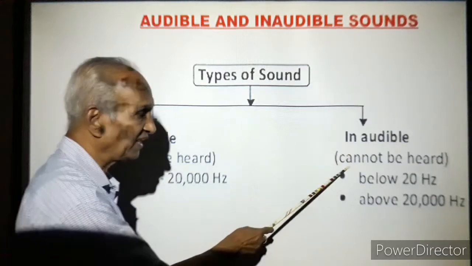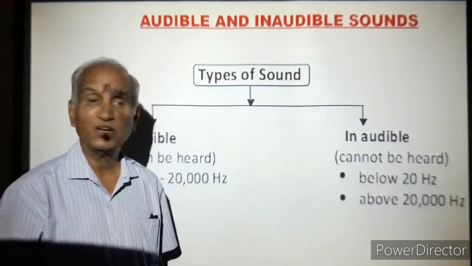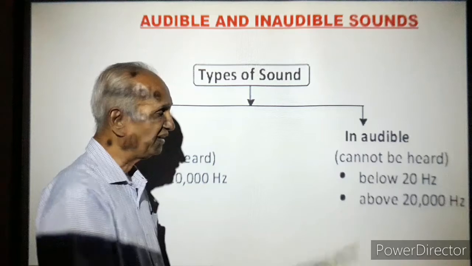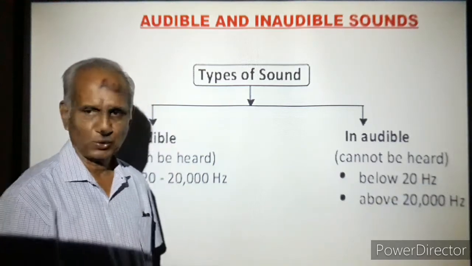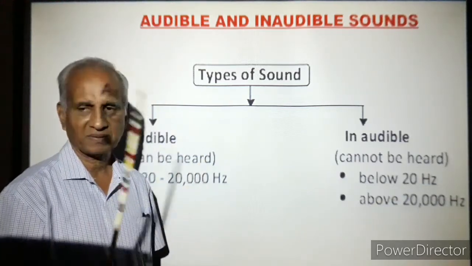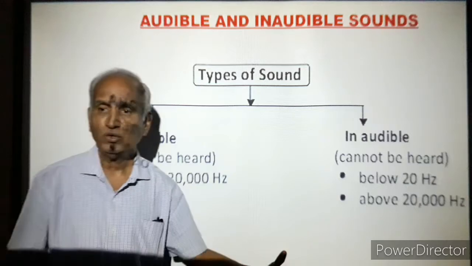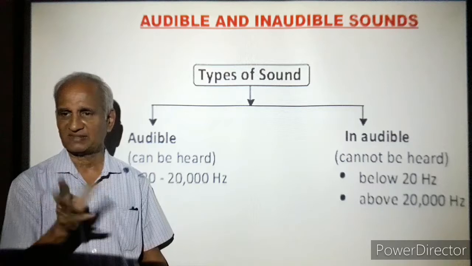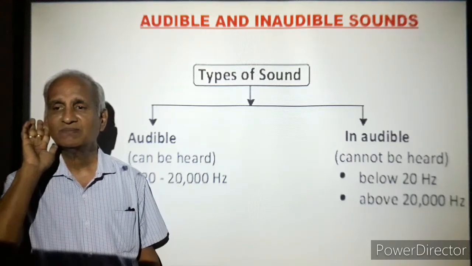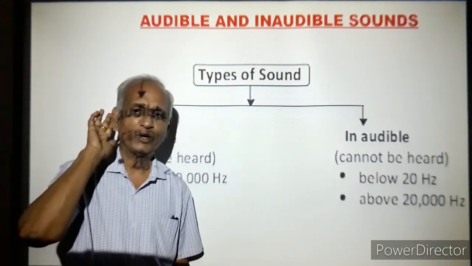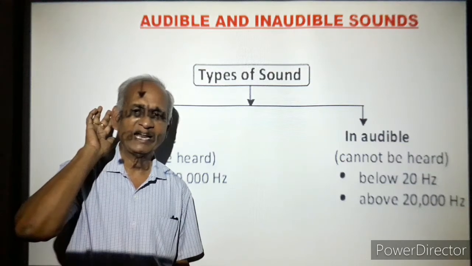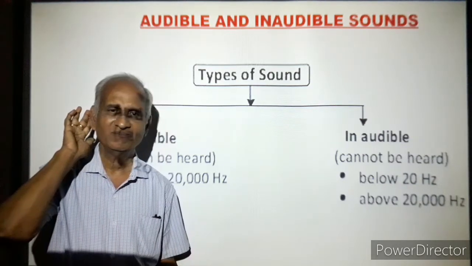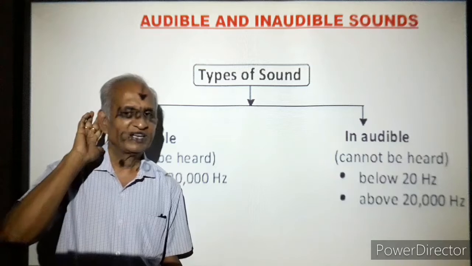Inaudible cannot be heard. What cannot be heard is inaudible. Below 20 hertz, above 20,000 hertz, I told you. If it is within that, we hear. The sound that earth produces as it spins on its axis, we don't hear. If we kept hearing it, we would not be able to stay alive at all. Such a huge sound it is, we cannot hear it.